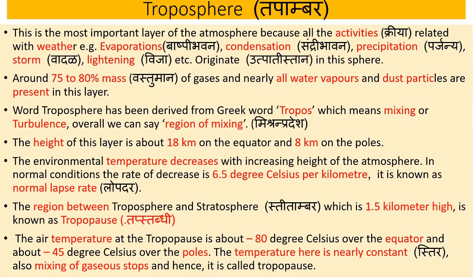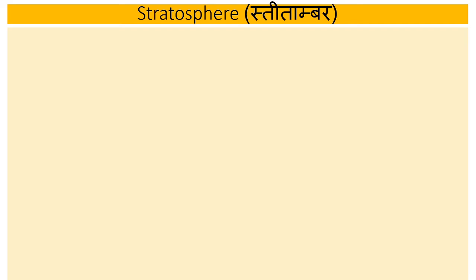The air temperature at the tropopause is about minus 80 degrees Celsius over the equator and about minus 45 degrees Celsius over the poles. The temperature here is nearly constant. Also, mixing of gases stops and hence it is called tropopause. The next layer is stratosphere.